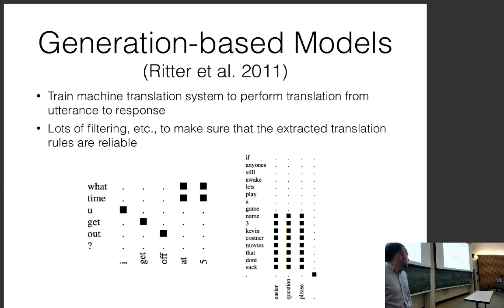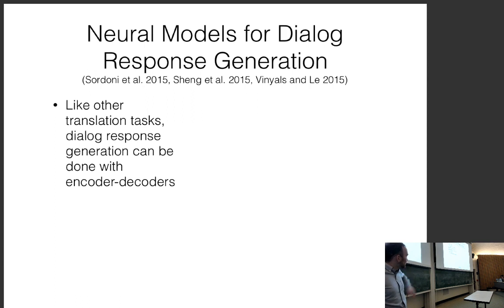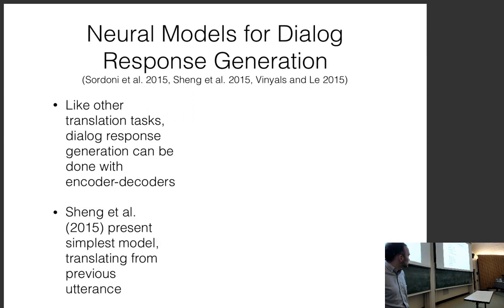So basically what they did was they did lots of data filtering and stuff like this to ensure that the rules that they extracted were reliable and generalizable. So then the next obvious thing that you might do, which became very obvious in 2015, which is why 3 people proposed it at the same time, is instead of using a statistical machine translation model, use a neural MT model, basically. And this can be done with encoder decoders.